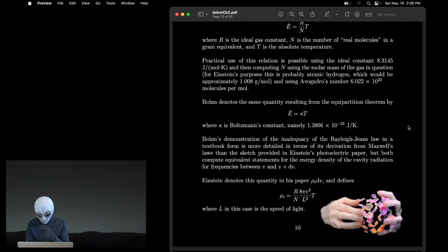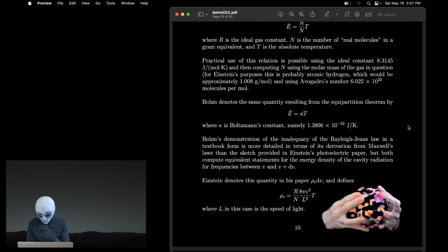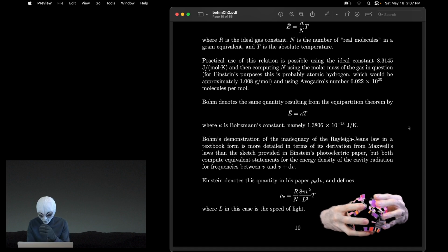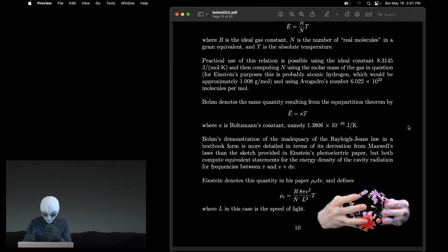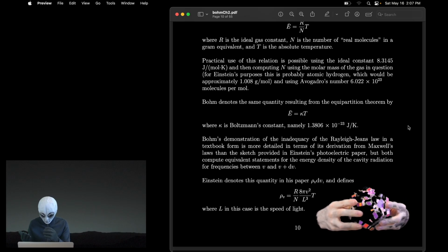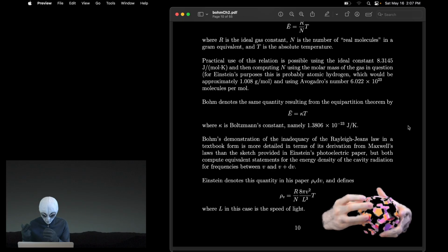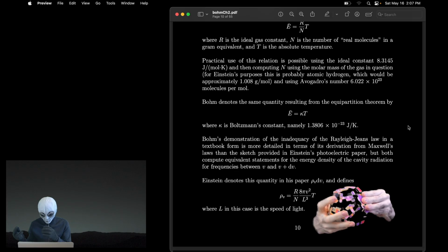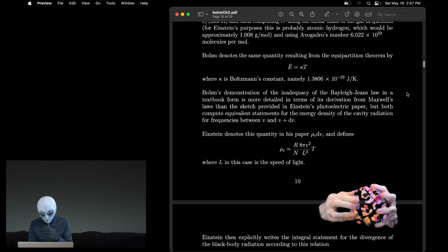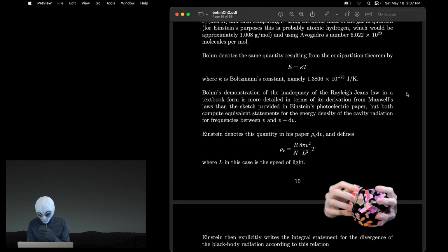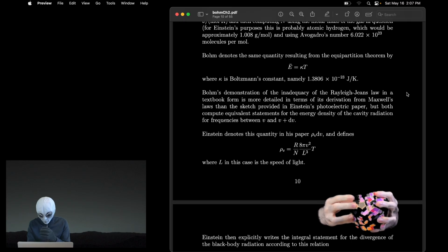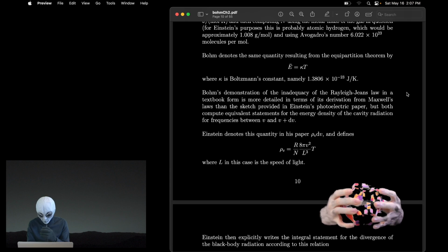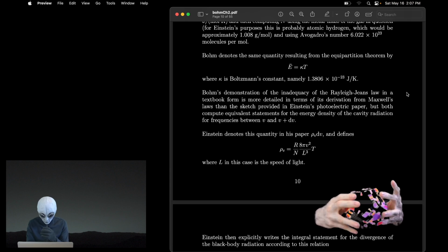Practical use of this relation is possible using the ideal gas constant 8.3145 joules per mole kelvin, and then computing capital N using the molar mass of the gas in question, which, for Einstein's purposes, is probably atomic hydrogen, approximately 1.008 grams per mole, and using Avogadro's number, 6.022 times 10 to the 23rd molecules per mole. Bohm denotes the same quantity resulting from the equipartition theorem by capital E over bar equals kappa times capital T, where kappa is Boltzmann's constant, namely 1.3806 times 10 to the negative 23rd joules per Kelvin.